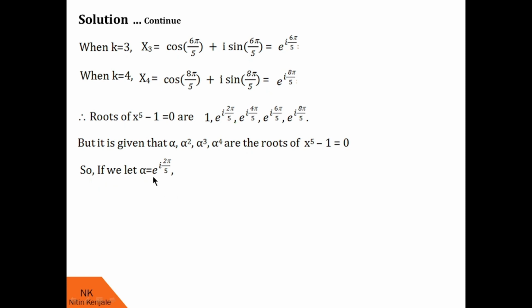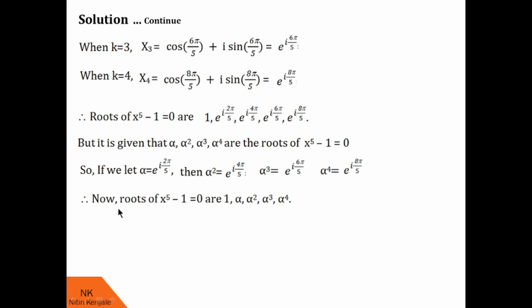So if we let alpha is equal to e raised to i 2π by 5, alpha square will be e raised to i 4π by 5. Alpha cube will be e raised to i 6π by 5, and alpha raised to 4 is equal to e raised to i 8π by 5. Now finally we got all our alphas. Now we can say the roots of the equation x raised to 5 minus 1 is equal to 0 are 1, alpha, alpha square, alpha cube and alpha raised to 4.